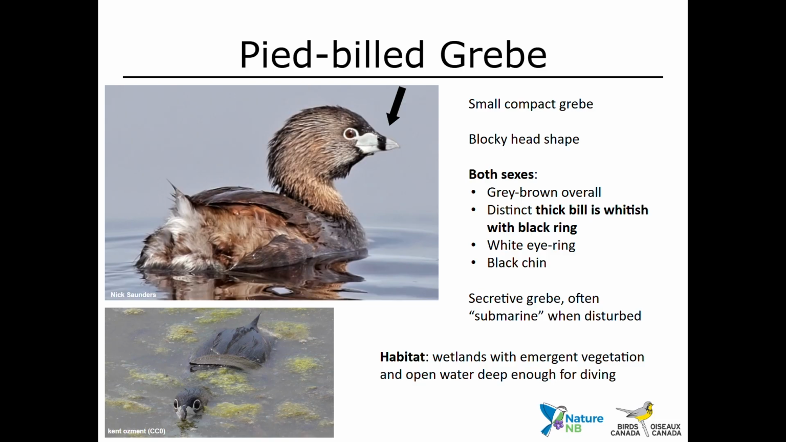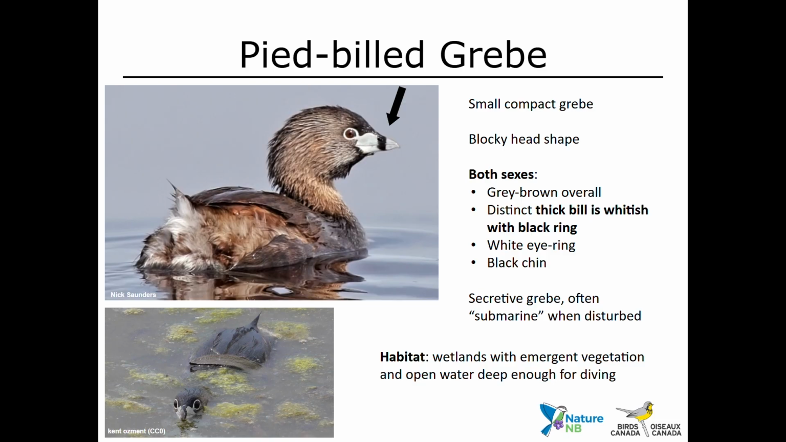Pied-billed grebes are fairly secretive, and they often do something called submarining when they are disturbed, where they will submerge part of their body under the water while keeping their eyes and their head above the water, as you can see in the bottom image here. And they are found in wetlands with emerging vegetation and open water deep enough for diving for their food.